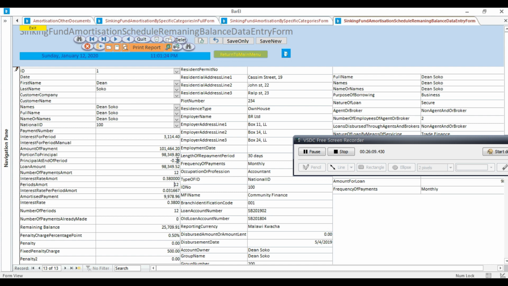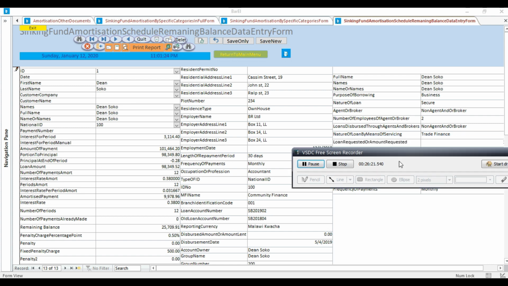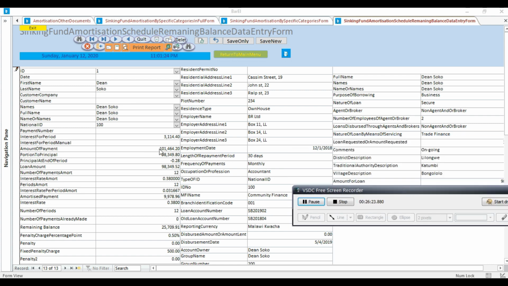In Excel, the amount of payment is 101,464.19 tambara, while here it is 101,464.20 tambara. This is how to do the amortization schedule. If we put the figure 101,464.19 in all these records, the principal at the end of the period would be completely zero. So you can see that the difference is just very negligible.